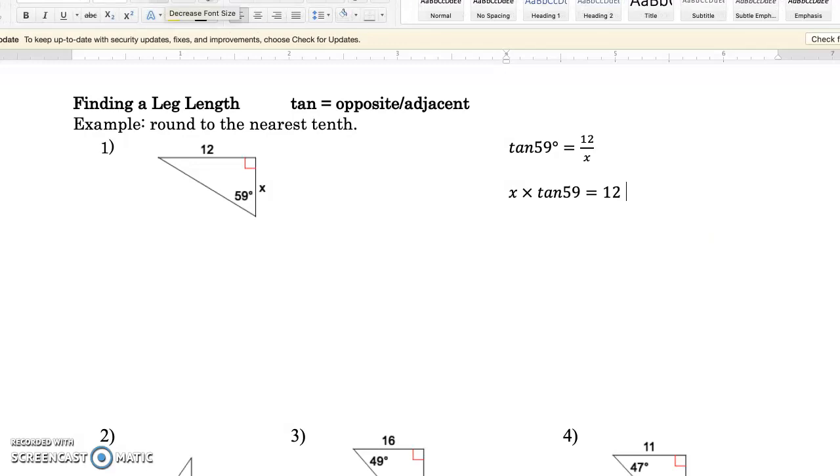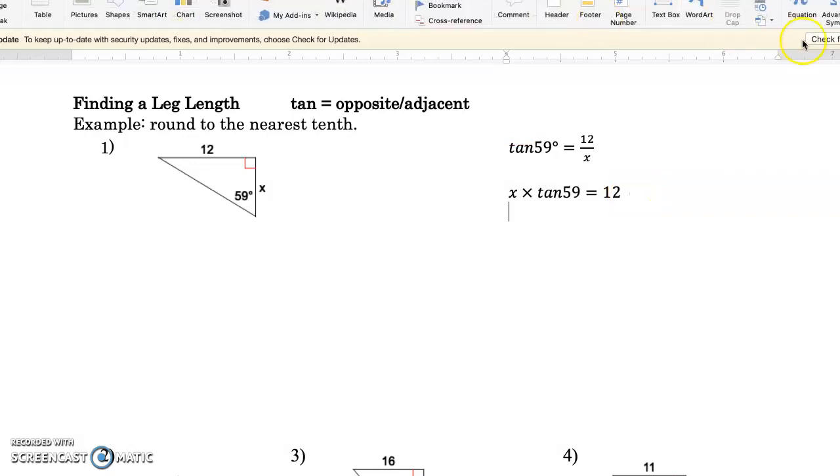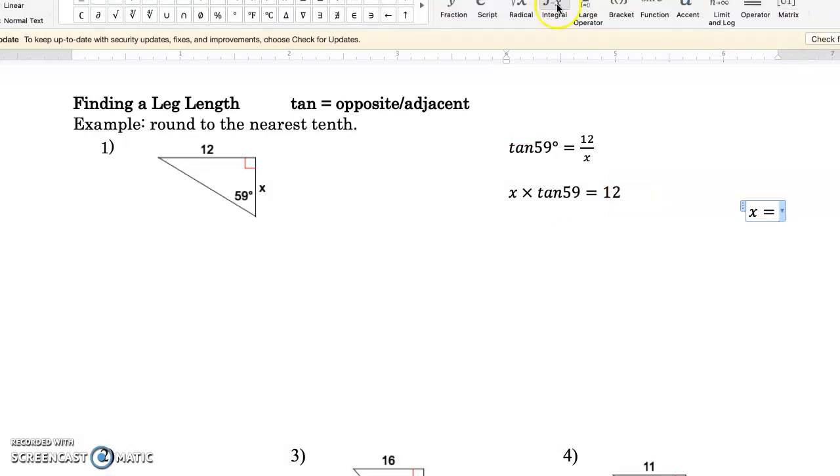Now we want to get X by itself. How do we do that? If this says multiply by the tangent of 59, that means the inverse operation is divide by the tangent of 59. So then we'd go ahead from here and type in X is now equal to 12 divided by the tangent of 59.